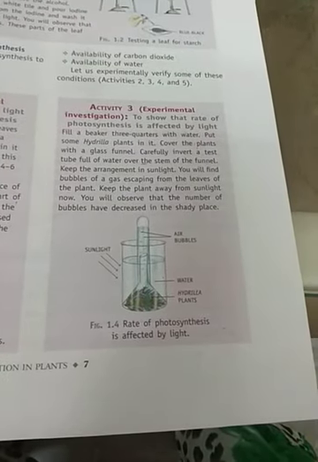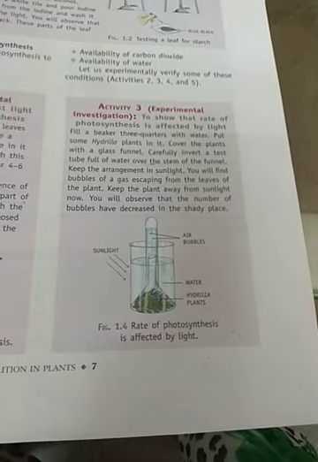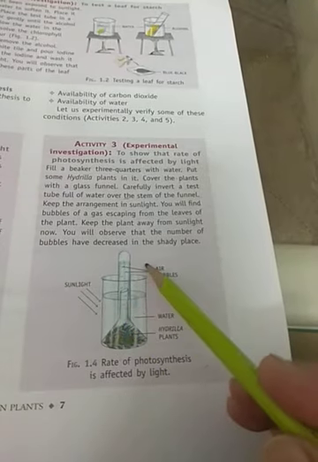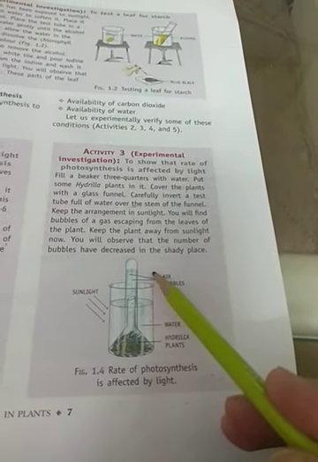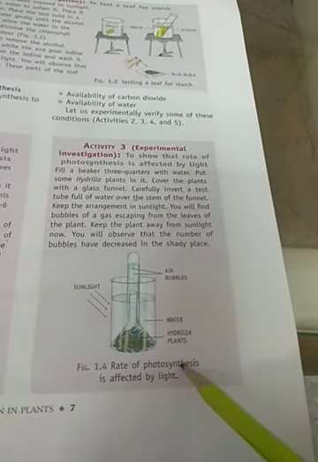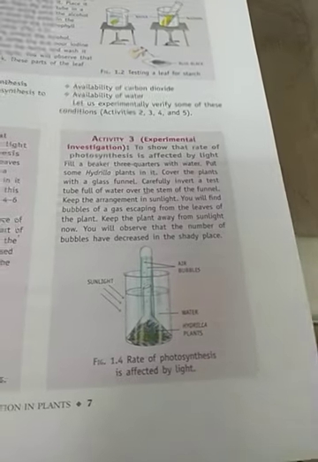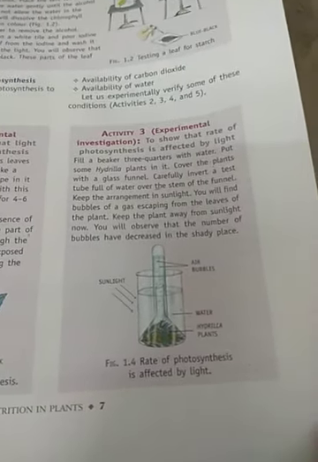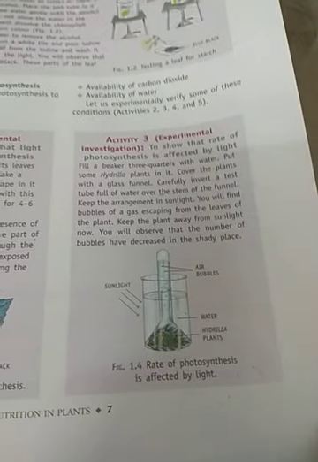But now if we shift the same experiment to a shady area, where less sunlight is available, you will see that the bubbles do not come out so speedily. They are fewer. This means the rate of photosynthesis decreases with less light. Availability of light is very necessary for photosynthesis to take place. Let's move to another topic.